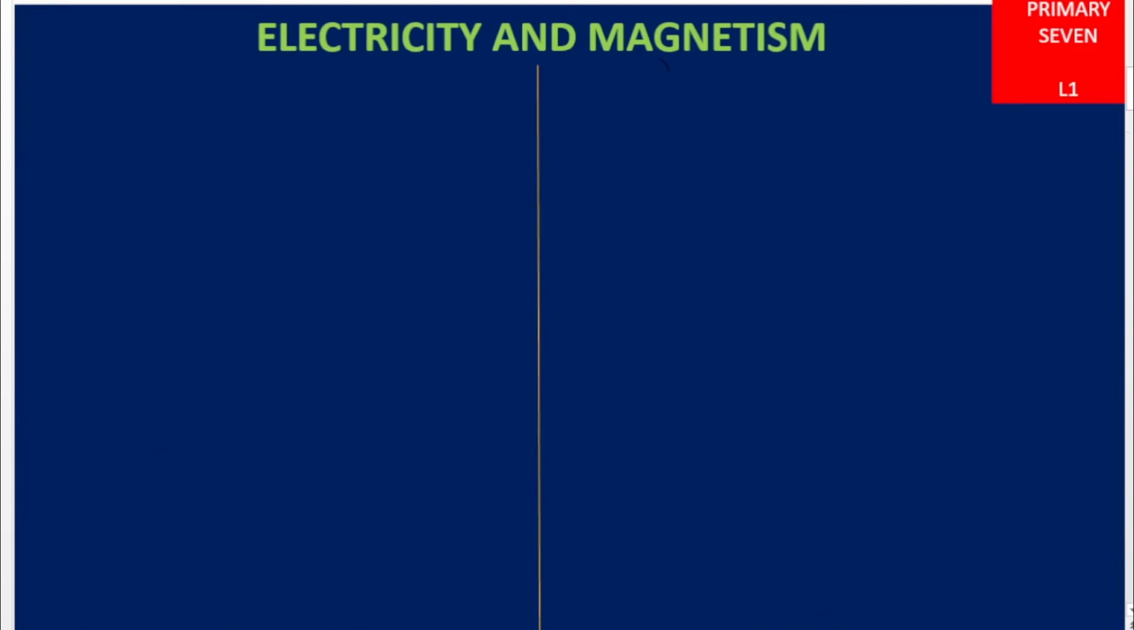Okay, my dear students, my dear candidates, this is revision ug.com. We are taking our second topic in primary 7, that is electricity and magnetism. Now, let us look at the uses of electricity.